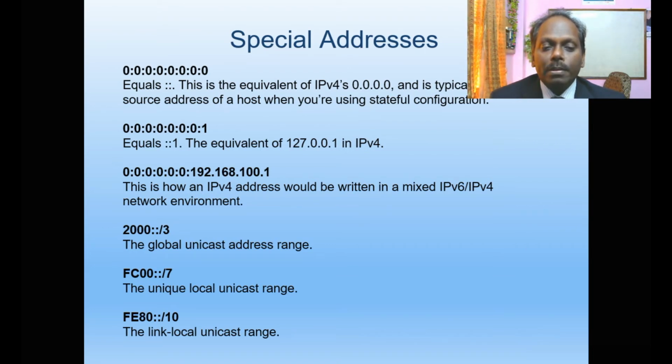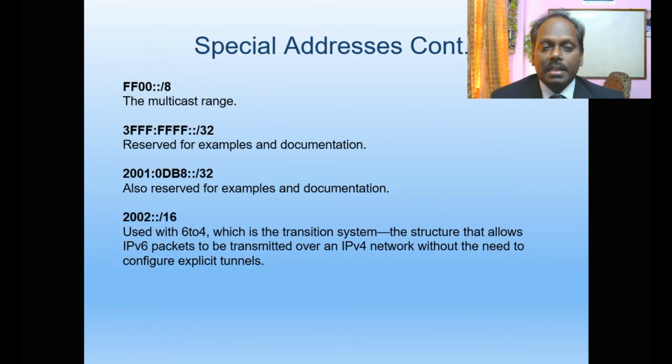The most commonly used for unique local unicast is FC00/7. These are the reserved addresses meant for specific purposes. 2000::/3 is the global unicast address range. The multicast is FF00::/8. In V4 we have the multicast range starting from 224 to 239 as the starting network address, but here we have FF00::/8. All bits are considered for multicast.